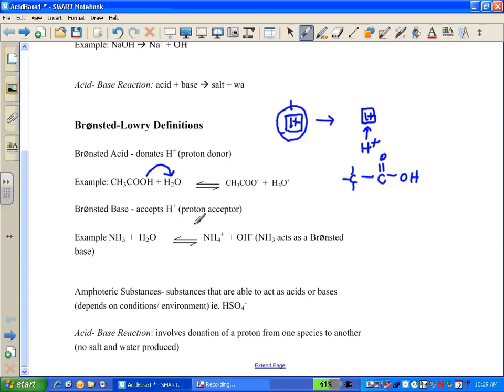A Bronsted base is a substance that accepts a proton. Ammonia, NH3, is a classic and the most basic of the Bronsted bases. So it's really important that you know the formula for ammonia, which is NH3. Now, most Bronsted bases, structurally, have nitrogen in them. They're sometimes referred to as nitrogen bases.